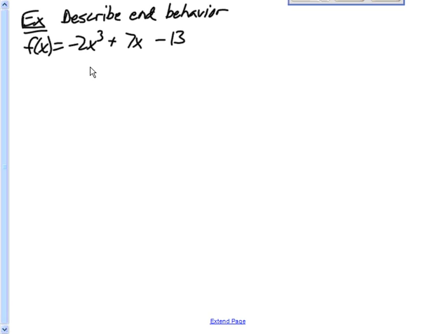Let's apply this to this polynomial. We've got the polynomial negative 2x cubed plus 7x minus 13. What is the end behavior of the graph of this thing?